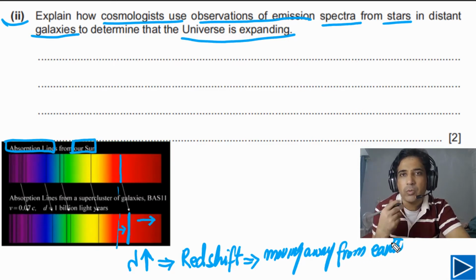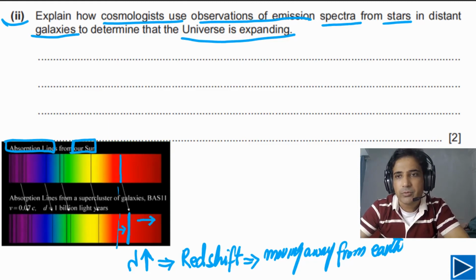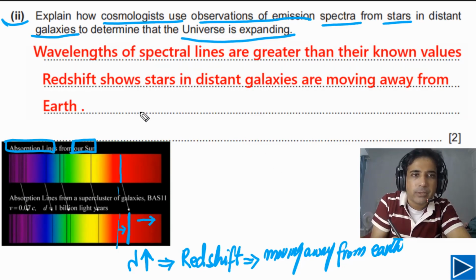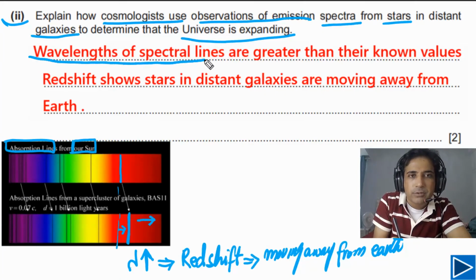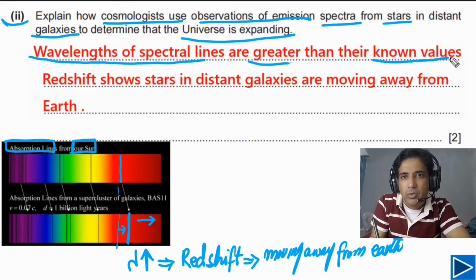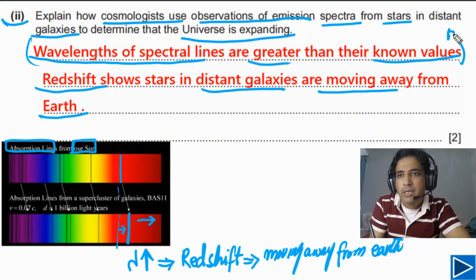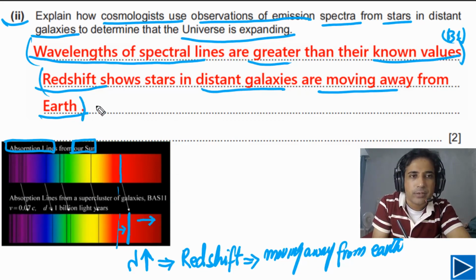So this is all you need to write down for this question. Let me show you how you can write down your answer. First thing you can mention is wavelengths of spectral lines are greater than known values. Redshift shows stars in distant galaxies are moving away from us. So this question has 2 marks. The first mark you will get if you have written the first point, and that one is a B mark. The second B mark you will get for the second point.